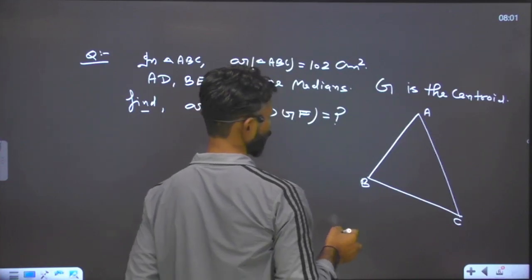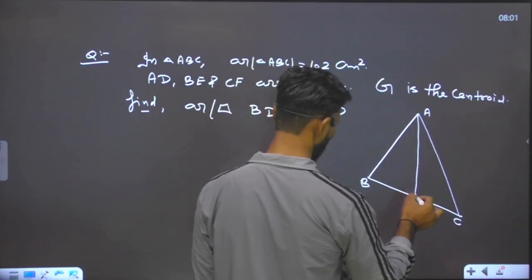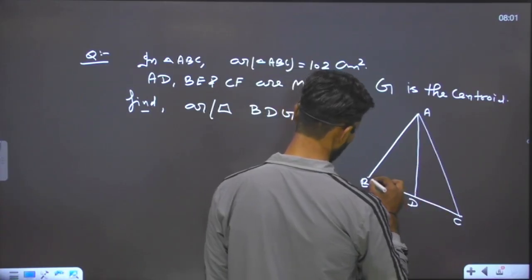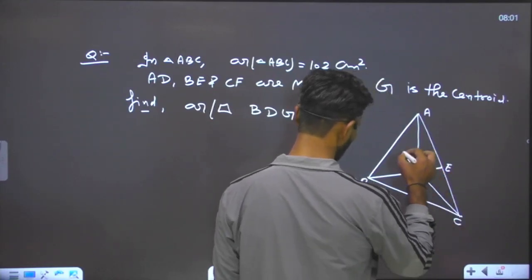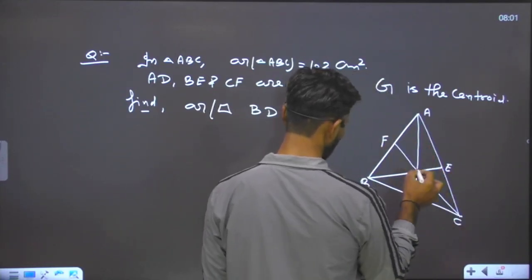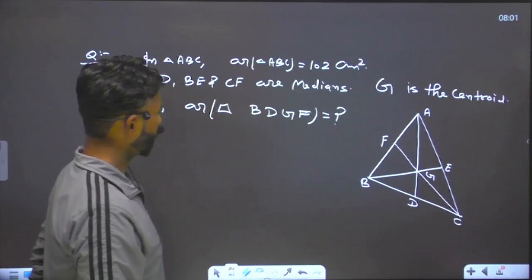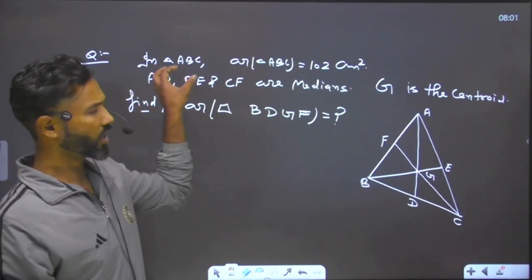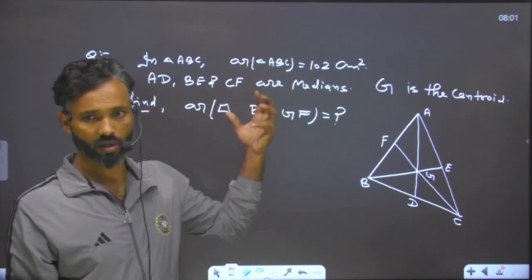G is the centroid, and we have to draw 3 medians according to the data provided in the question. AD is the first median, BE is the second median, and CF is the third median. G is the centroid. Now, as you know, the area of the entire triangle is 102 centimeters square.